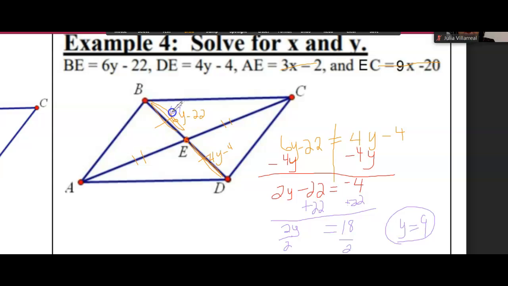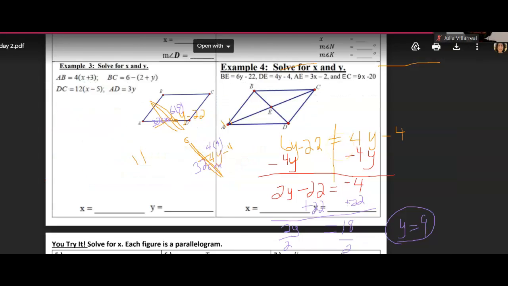So 6 times 9 minus 22. Go ahead and do that. 6 times 9 minus 22 should give me 32. So this is 32 centimeters up here. So this one should also be 32, but we're going to do it so we can check our work. So this is 4 times 9 minus 4. 4 times 9 is 36, minus 4 is 32. Very good. So this one's 32 also, 32 centimeters. You can rewind this video as many times as you need to.